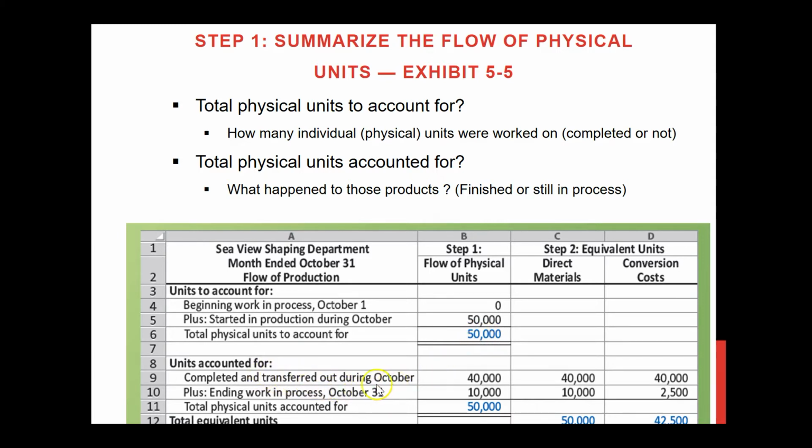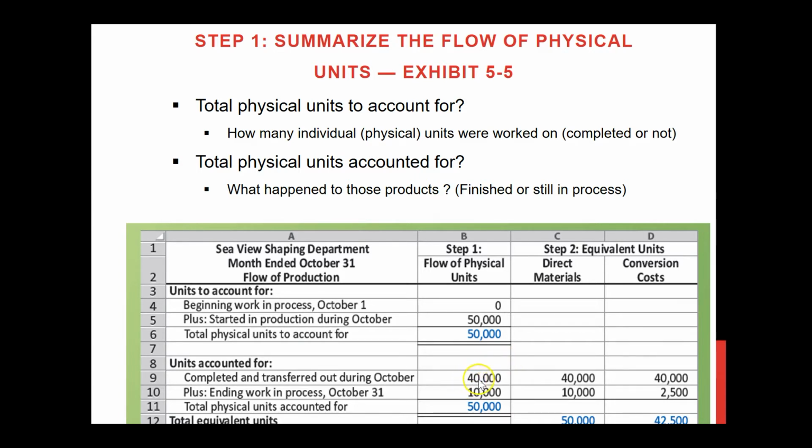During October, they completed 40,000 units. Those 40,000 glasses are completely done, and those are transferred out to the next department. The rest, 10,000 units, are still under production, and we call those ending work in process. Now we convert these units into equivalent units, equivalent completed or finished units.